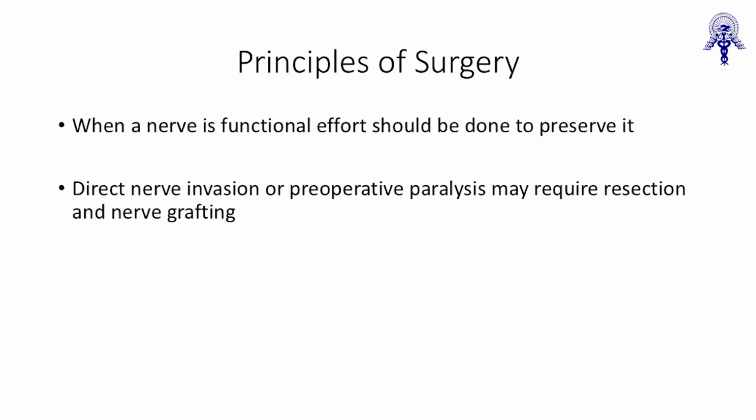When a nerve is functional, effort should be made to preserve it. Direct nerve infiltration or preoperative paralysis may require resection and nerve grafting. Another thing, please note down, which is not included in the slide, that is head and neck surgery is not only about resection but also about reconstruction.